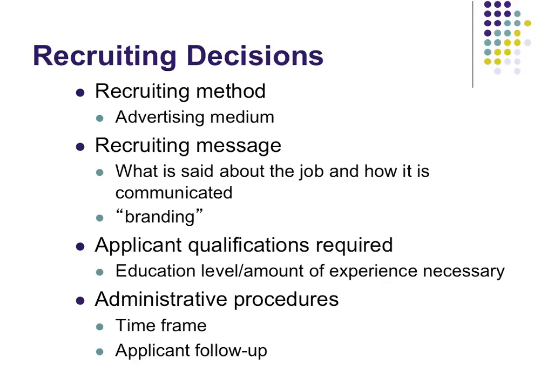So there are four basic things that need to be dealt with. Number one, what is the medium that we're going to use to reach our applicants? And we can use newspapers, magazines, employment agencies, internet, all sorts of sources. What do we want the message to say? We want to obviously talk about the job, what's required of the job, but we also want to figure out what's the best way to communicate this information.